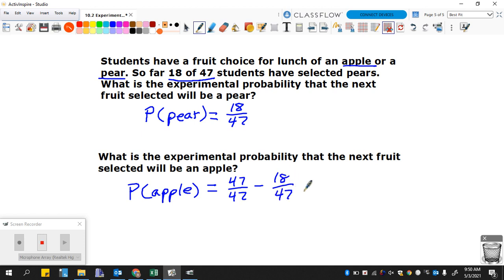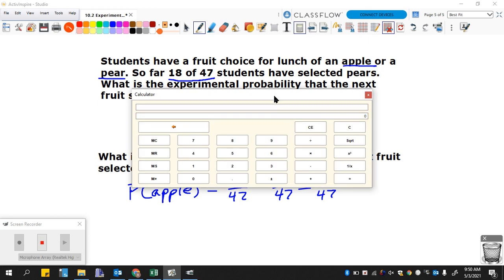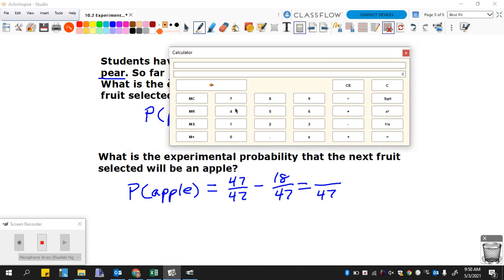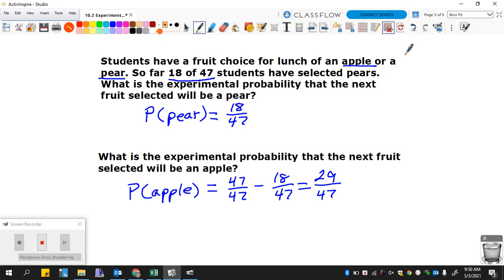Okay. And when we calculate that, 47 minus 18 is 29. Okay, so the probability of choosing an apple would be 29 out of 47.